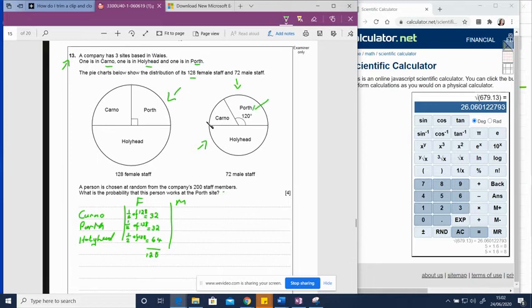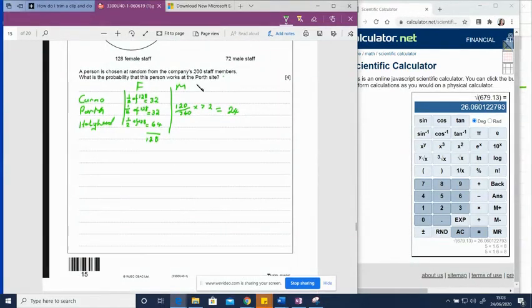If we now go on to the number of males, it's a little more tricky, but the only one I'm really interested in is the number of males at Porth. Now, for the number of males at Porth, we've got 72 men, but I'm going to work out a fraction. So 120 degrees out of 360 is the proportion of men that work at Porth. So if I multiply that by 72 and pop that into my calculator, I can see that gives me 24 men who work at Porth.